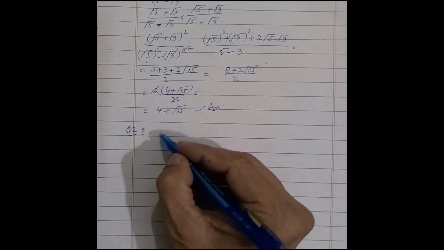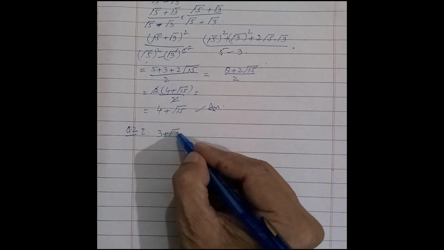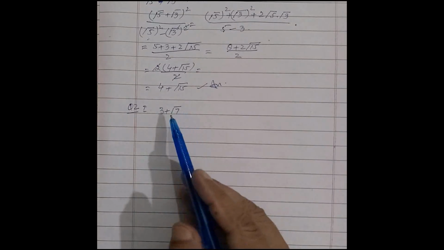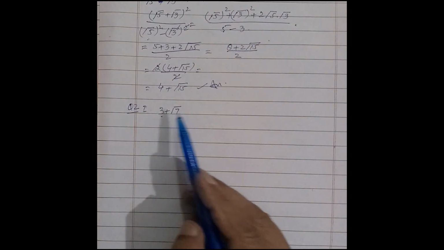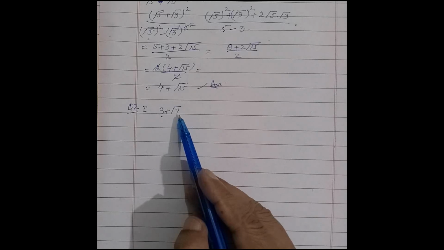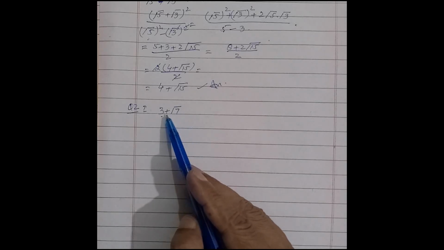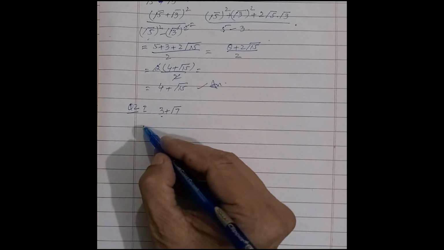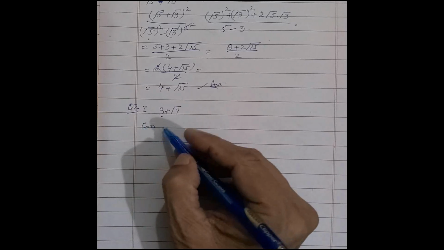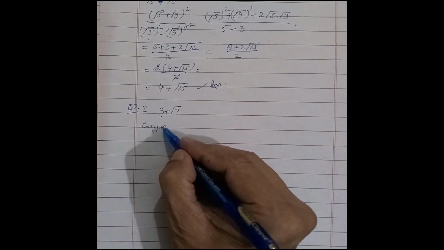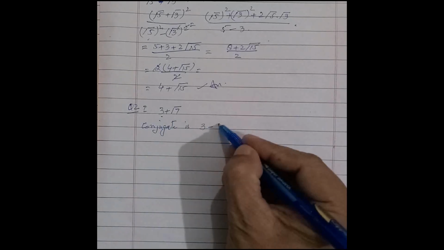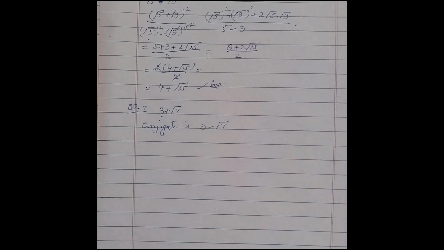Part 1: 3 plus square root 7. Here 3 is a real number and square root 7 is the irrational number. When we change its sign, positive to negative or negative to positive, it is the conjugate of the value. So the conjugate is 3 minus square root 7.